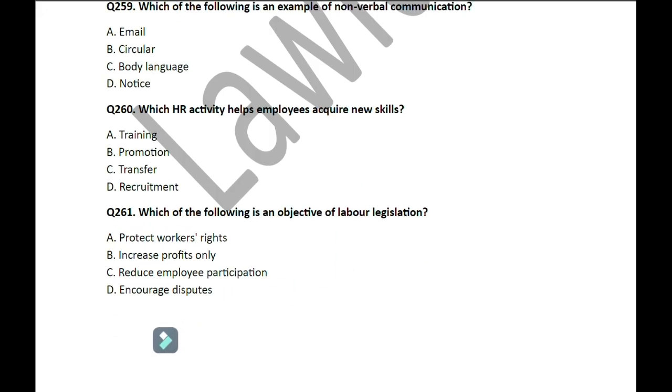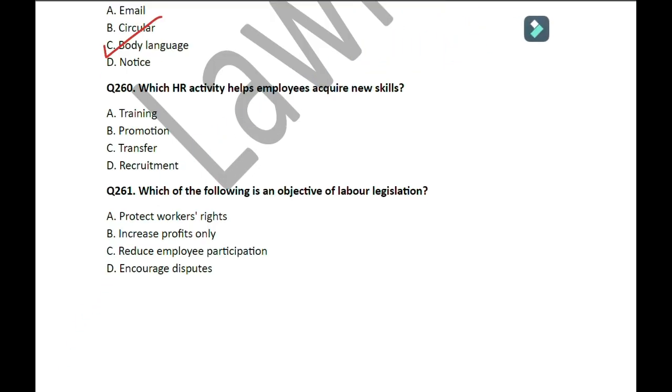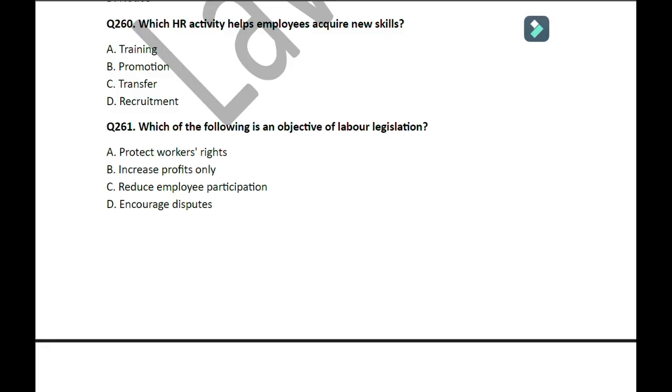Move on to the next question, question number 259. Which of the following is an example of non-verbal communication? So here the correct answer is body language. Move on to the next question, question number 260. Which HR activity helps employees acquire new skills? So here the correct answer is training.